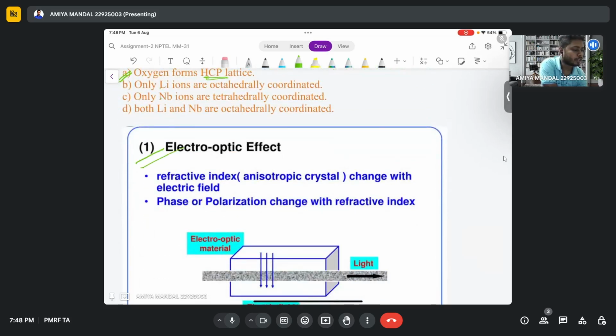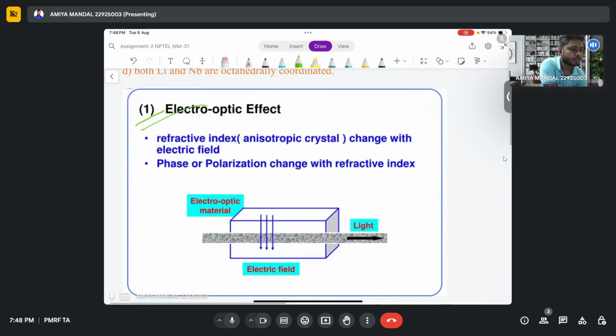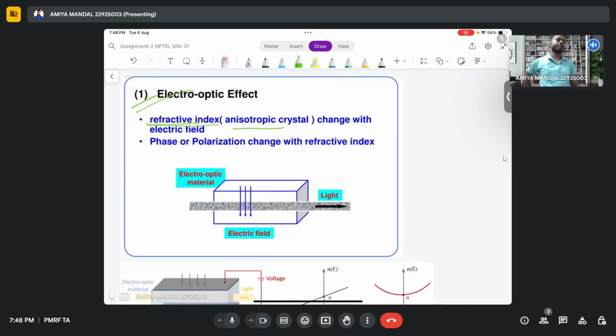So first of all, what is the optoelectric effect? We know the refractive index of an anisotropic crystal changes with electric field. If the refractive index changes with electric field, then it shows the optoelectric effect. So that is the optoelectric material. If we apply an electric field, you can see light is passing, so phase or polarization changes with refractive index. This effect is called the optoelectric effect.